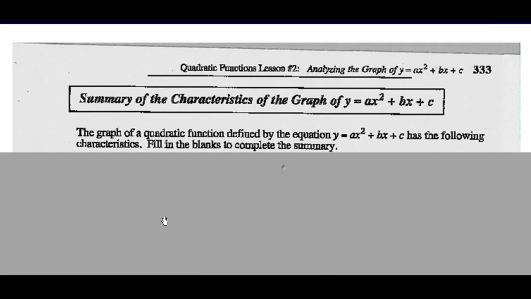All right, summary of the characteristics of the graph of y equals ax squared plus bx plus c. So the graph of a quadratic function defined by this equation has the following characteristics. Fill in the blank to complete the summary. So let's fill in all the blanks. The shape of the graph is a parabola.